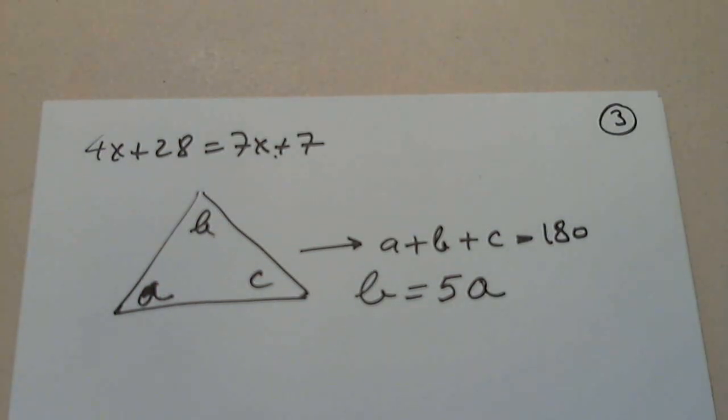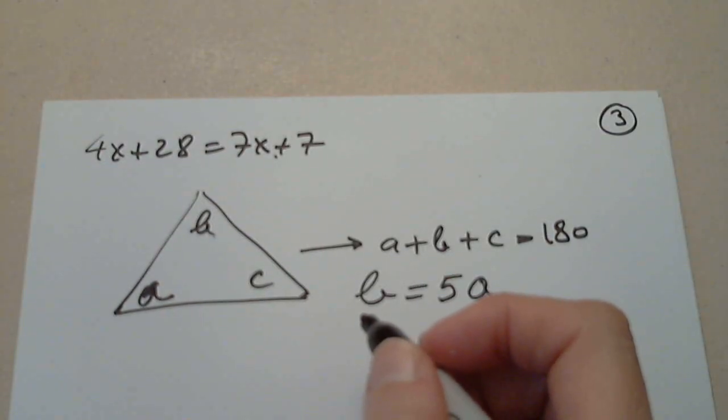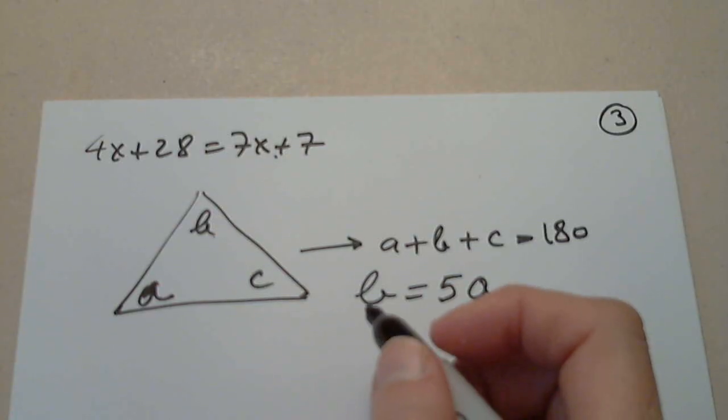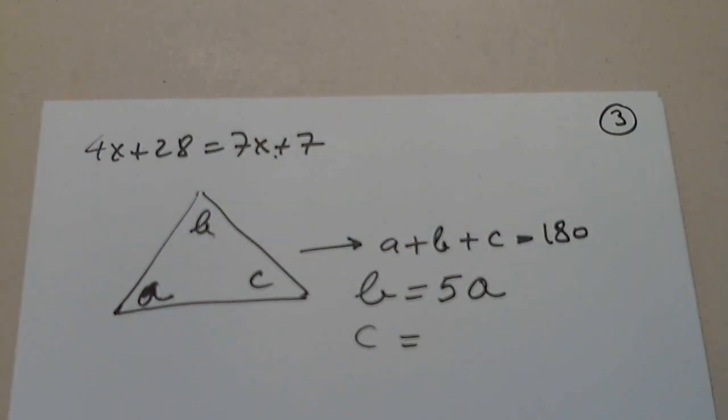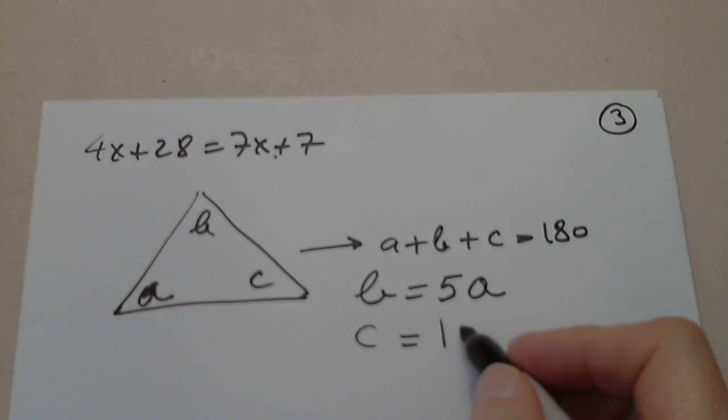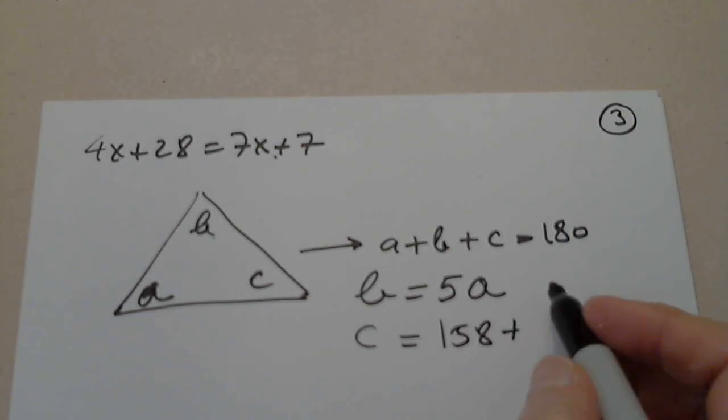Moving on. Excellent. The second sentence now. The measure of the third angle is 158 degrees more than the second. The measure of the third angle, C, equals... Maybe you said C, but I heard B for some reason. I'm sorry, I said C. Oh, you said C. I didn't hear it correctly. So the measure of the third angle is 158 more than the second. Yes, 158 plus the second.